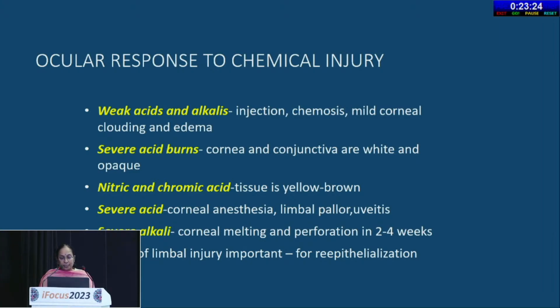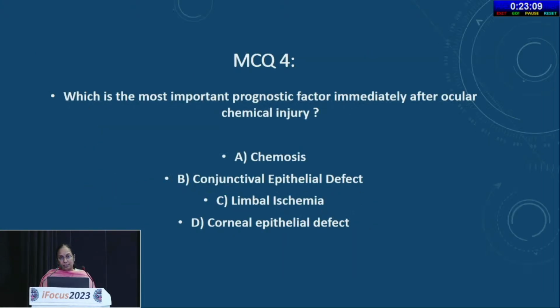Nitric and chromic acid, tissue becomes yellow-brown. Severe acids, they cause corneal anesthesia, limbal pallor, and uveitis. And severe alkali can cause corneal melting and perforation in 2 to 4 weeks. The extent of limbal injury is important for re-epithelialization.